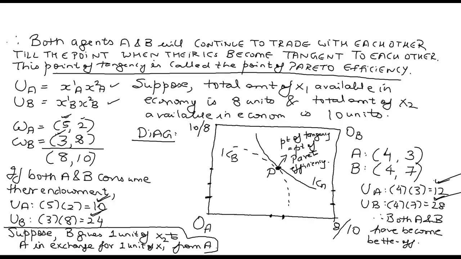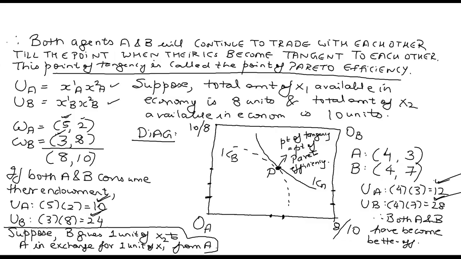No agent will want to deviate from point B. They will keep on trading with each other until they reach point B. But once they have reached point B, they will not trade further, because if they trade, one agent will become better off by making the other agent worse off.